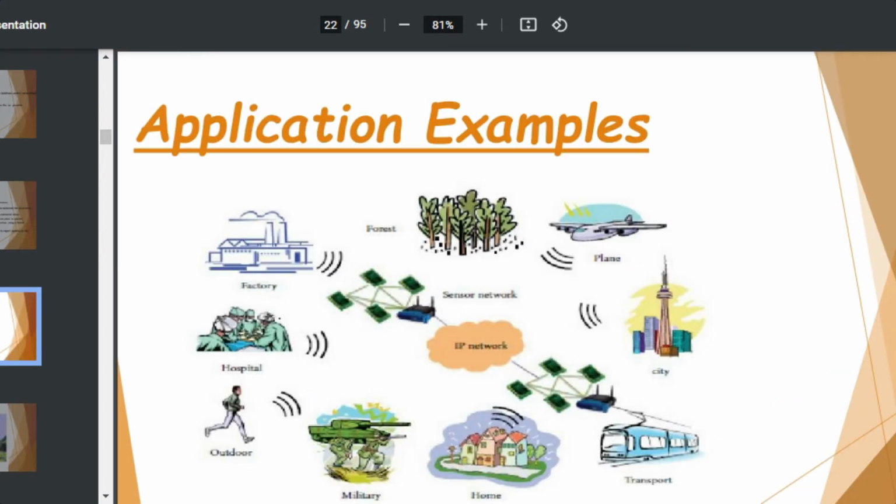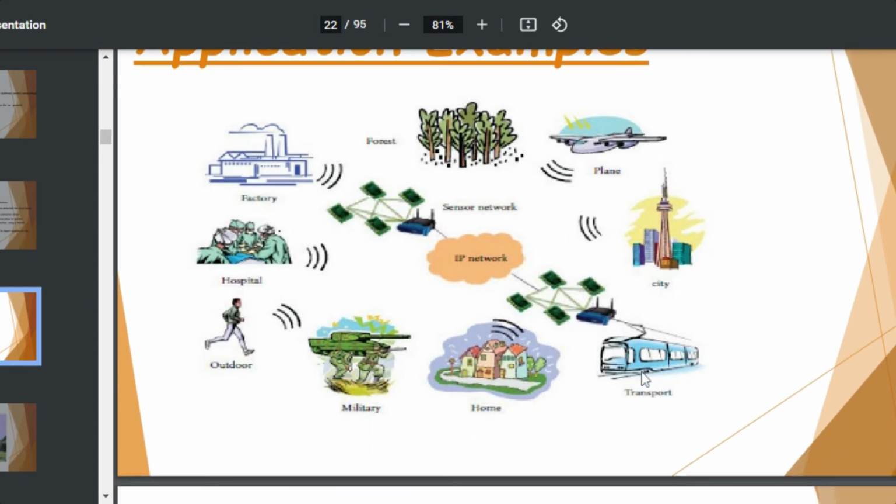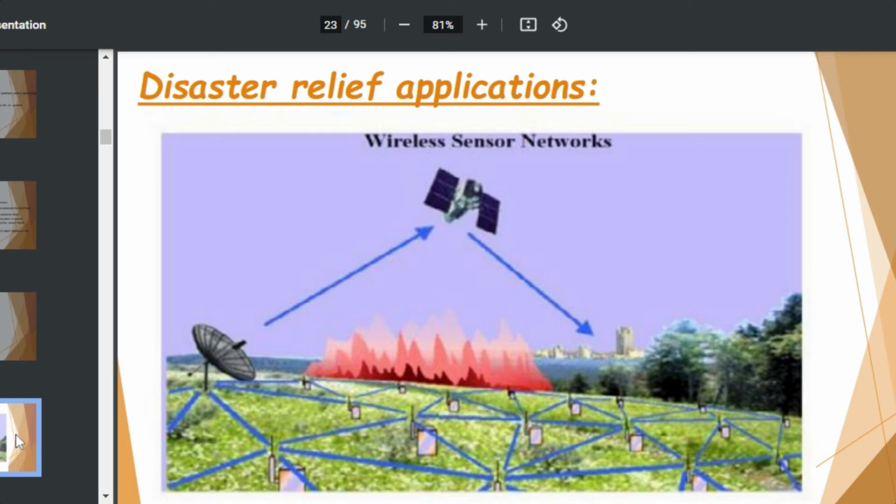Here we have given the various application examples for wireless sensor network. It can be utilized in a forest in order to identify fires. Then we can make use of it in an aeroplane, where anything abnormal in the plane will be communicated, or if there is any leakage of gas or anything else in a factory that will be communicated. So intercity and intracity communications, transport, home automation, military, outdoor, even in the hospital as healthcare, we are finding this wireless sensor network.